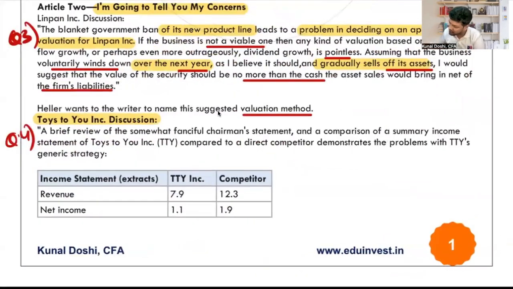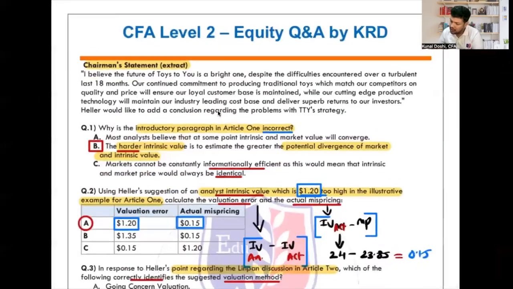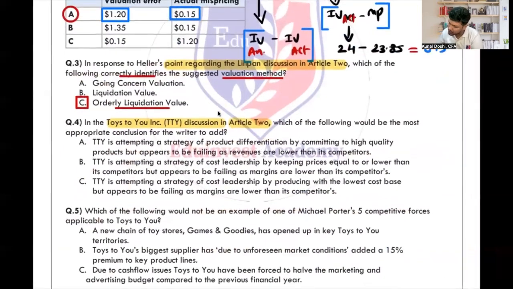A brief review of the somewhat fanciful chairman's statement and a comparison of the summary of income statement of Toys to You Inc. compared to a direct competitor demonstrates a problem in the generic strategy. Okay. Revenue of our company compared with the competitor. What do you see? Our revenue is falling compared to the competitor and net income is also low, isn't it? Correct? What would be the most appropriate conclusion?